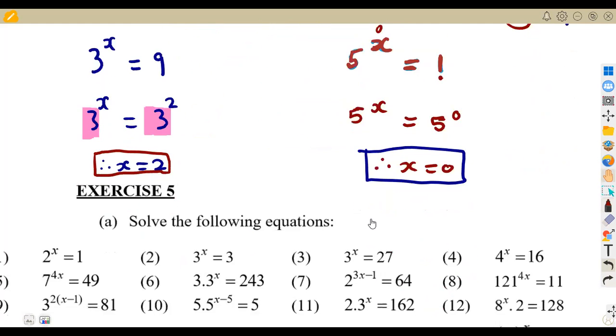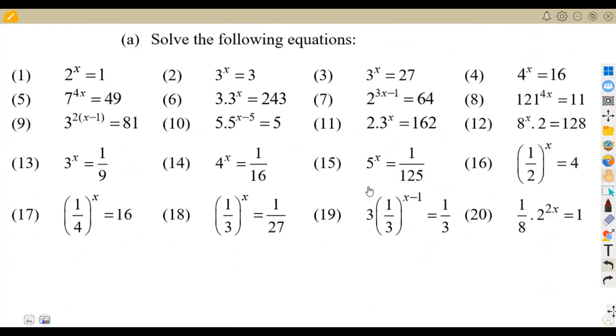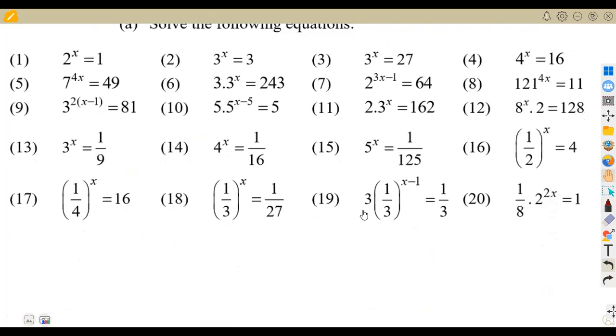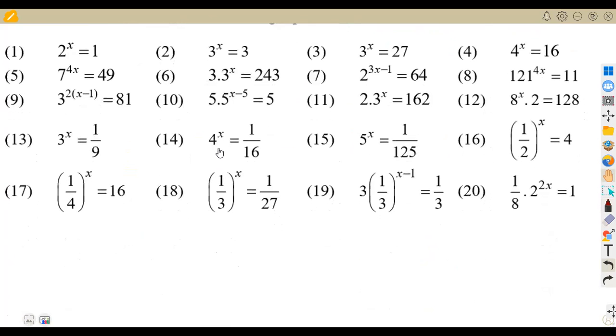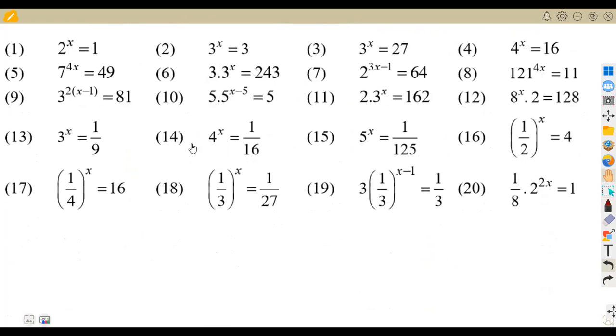Okay, so these are the questions that they are just trying to portray here. So let us see, we are asked to solve the following equations. It is you who is supposed to know that this is an exponential equation. They don't tell you that this is an exponential equation. You need to know. As long as we deal with the base to the exponent of a certain number, you know that you are dealing with exponential equations.